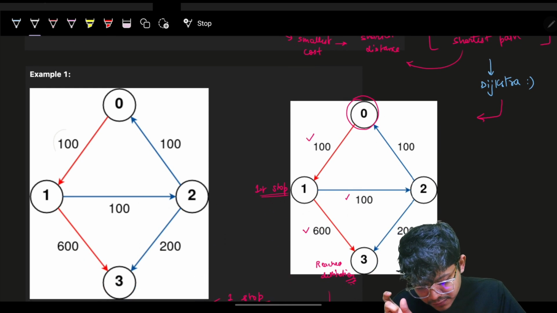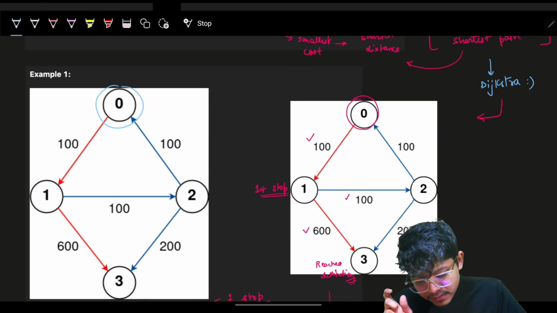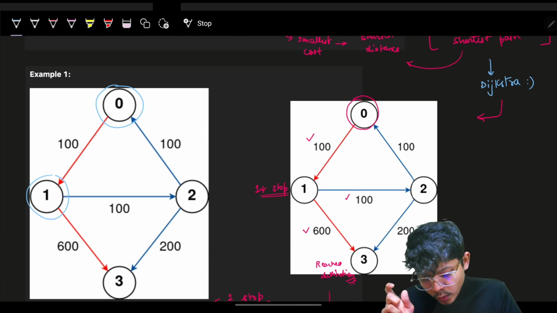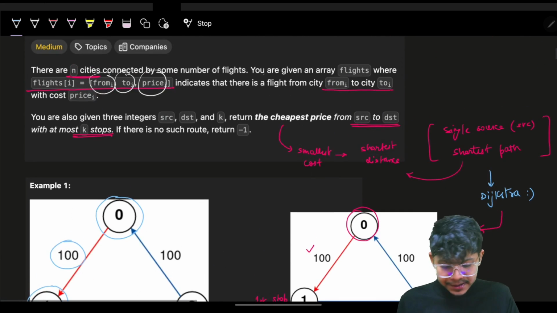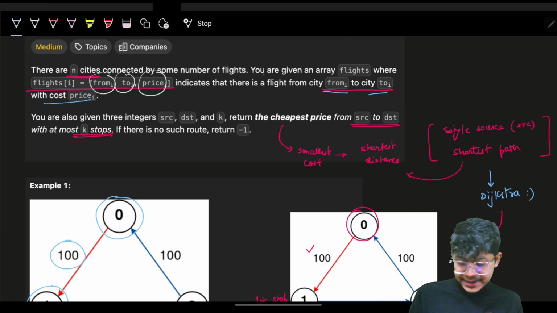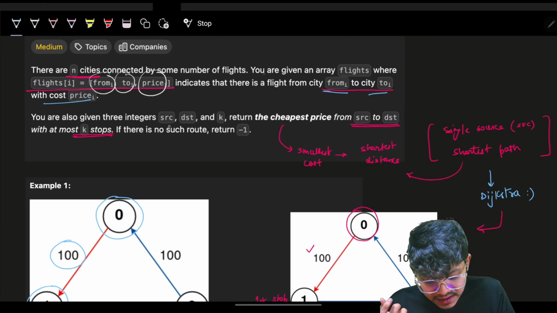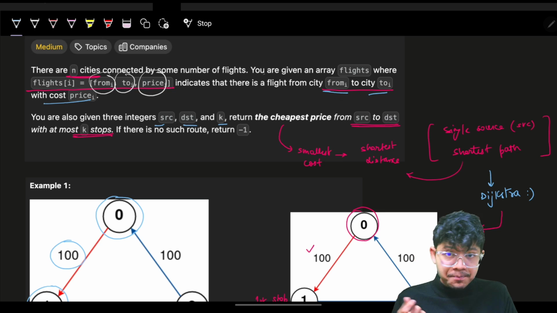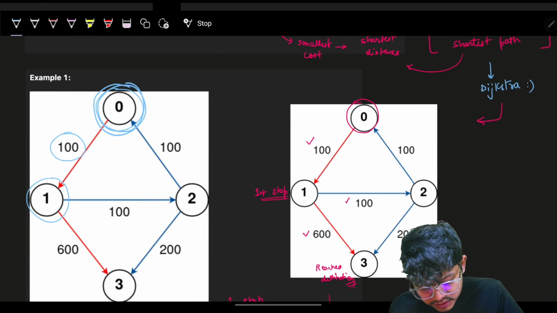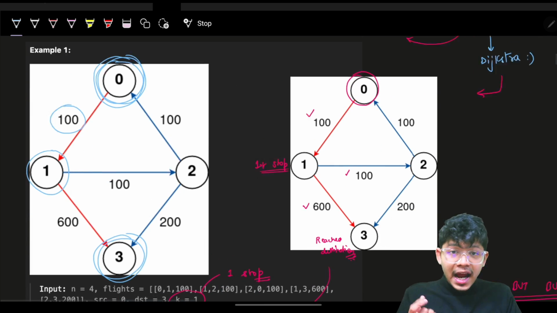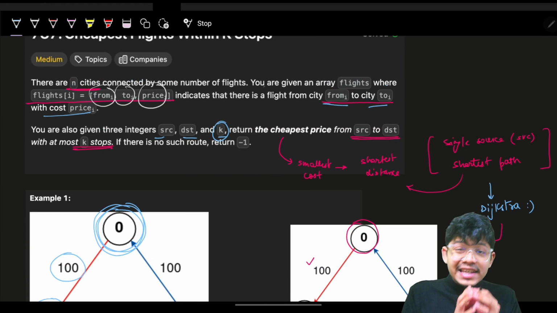So this flight will go from city 0 to city 1 with the cost of 100, and basically it has from, to, with this specific cost, which is the price. Now I'm also given 3 integers: source, destination and k, which means this is my source, this is my final destination, and I can take at max k stops.